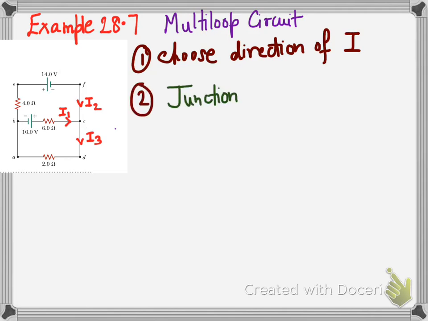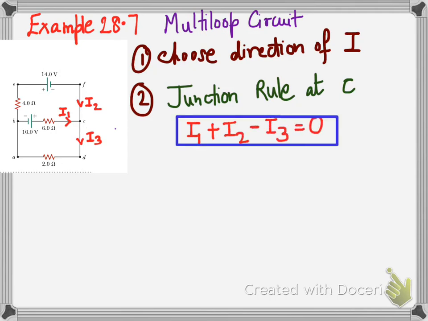Second step, we will first apply the junction rule at C. So I1 plus I2 minus I3 is equal to 0. I1 and I2 are entering into the junction, so they are positive. I3 is leaving the junction, so it is negative.